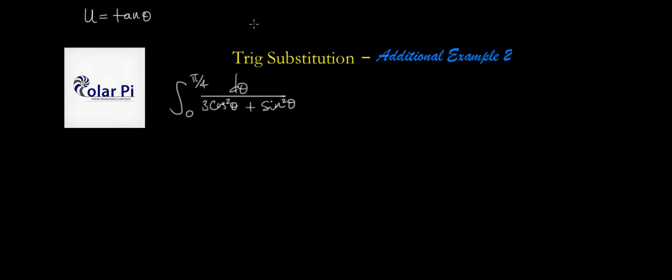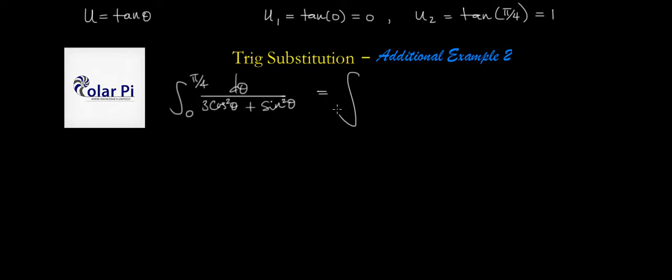Now, this lower limit would have to become, let's call it u1, tan of 0, and that's equal to 0. And then this upper limit will become, let's call it u2. That'd be tan of pi over 4, and that is equal to 1, right? And so our integral could be rewritten as the integral from 0 to 1.